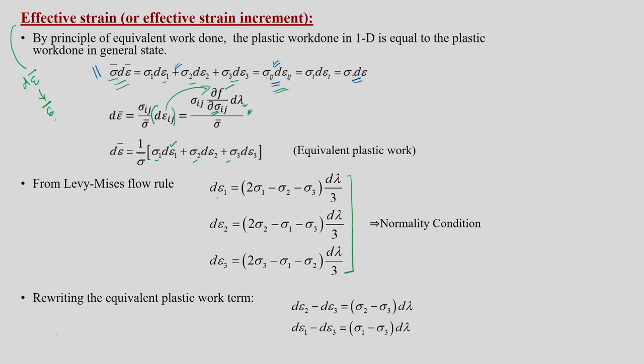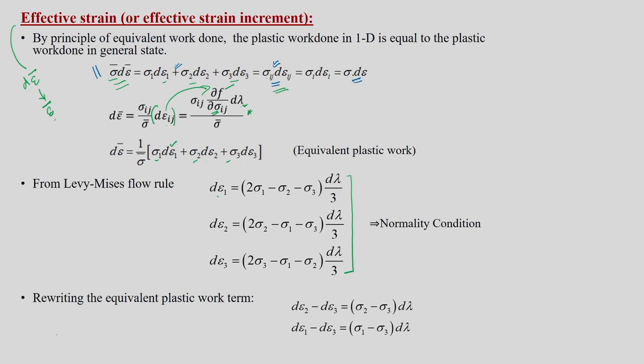So now my route is going to be this: I need to get equations for d epsilon 1, 2 and 3 and rewrite them in terms of sigma 1, 2 and 3, so that I can substitute here and everything will be in terms of strain increment. So what I am going to do is write d epsilon 1 is equal to 2 sigma 1 minus sigma 2 minus sigma 3 divided by 3 into d lambda. This equation I think we already derived with respect to your Levy-Mises equation, where the ratio of strain increment to deviatoric stresses is going to be a constant.